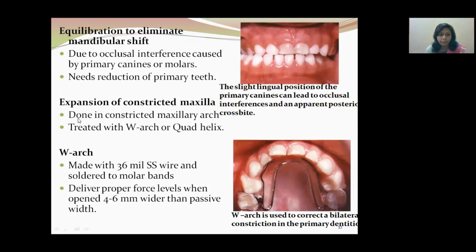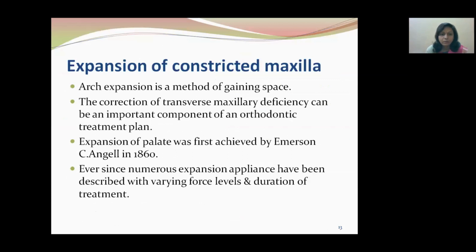In case of constricted maxillary arches, we can expand the arch with the W arch or quad helix appliance. The W arch appliance is made with 36 gauge stainless steel wire which is soldered to the molar bands. It delivers the proper force level when opened 4 to 6 millimeters wider than its passive width. So this arch expansion of constricted maxilla is a method of gaining space.